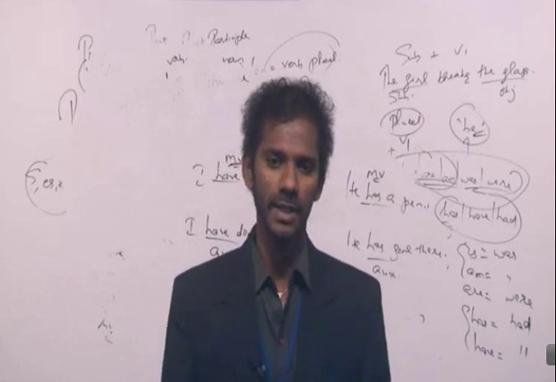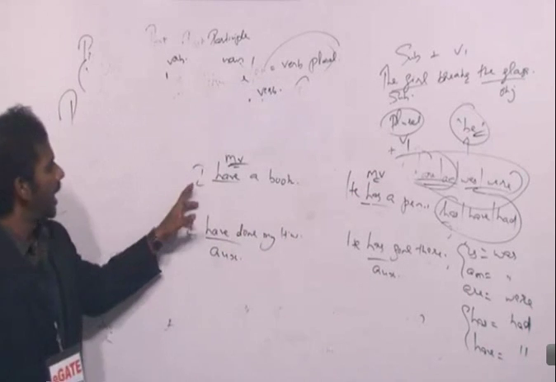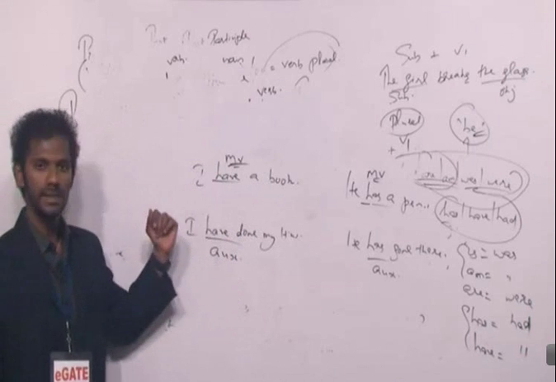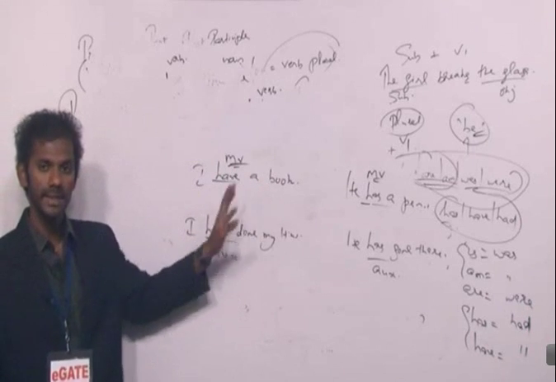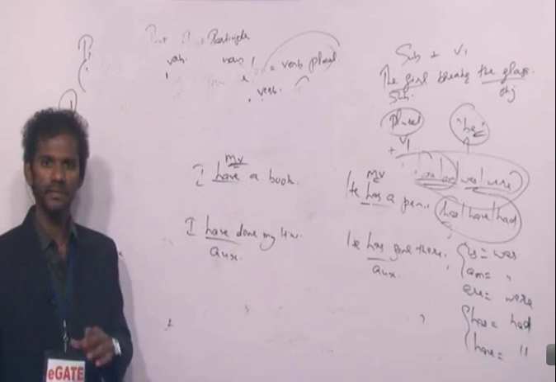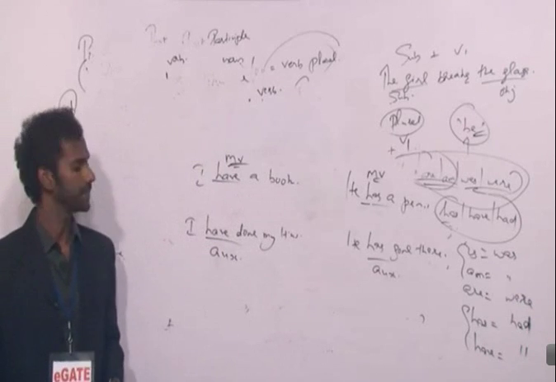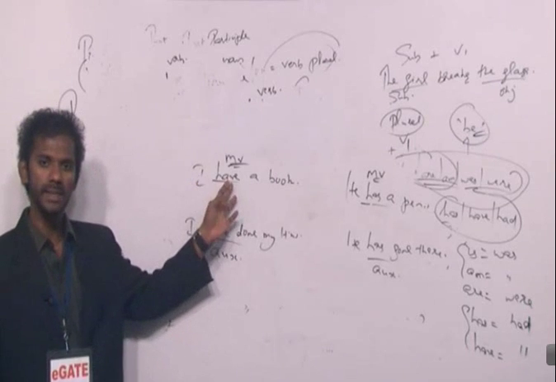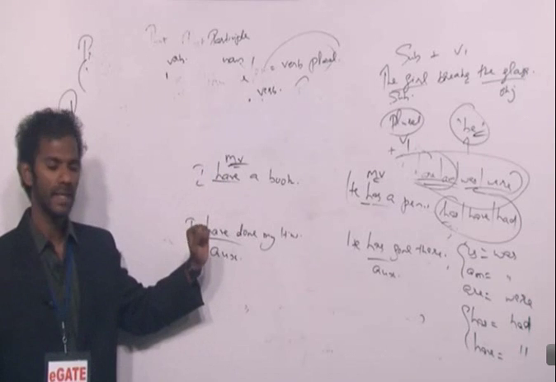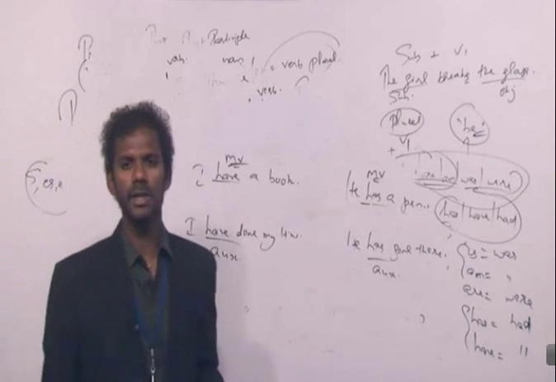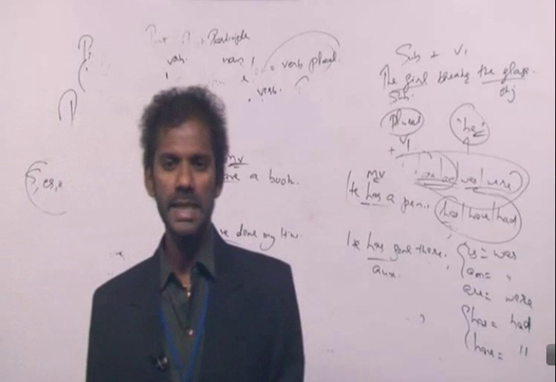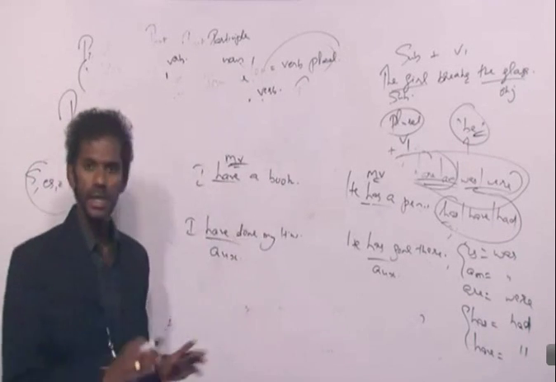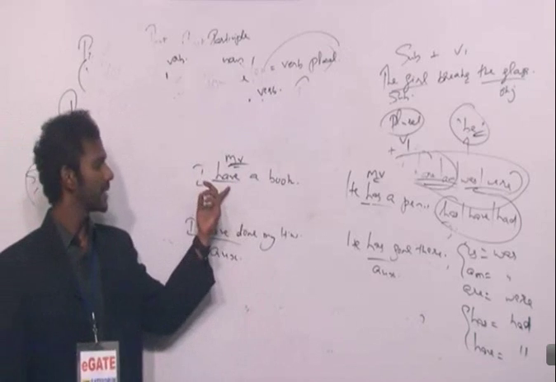Hope it's clear, right? Fine. Come to the same sentence. I have a book. What is the tense and category of this sentence? I mean, which tense and which category? Is it present tense or past tense or future tense? It is not future tense because will or shall is not there. I told you in each and every category of future tense, will or shall must be there. There is no will or shall here, so not future tense. Clear? Fine.